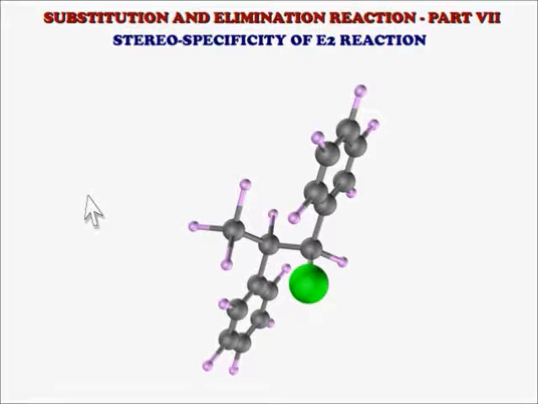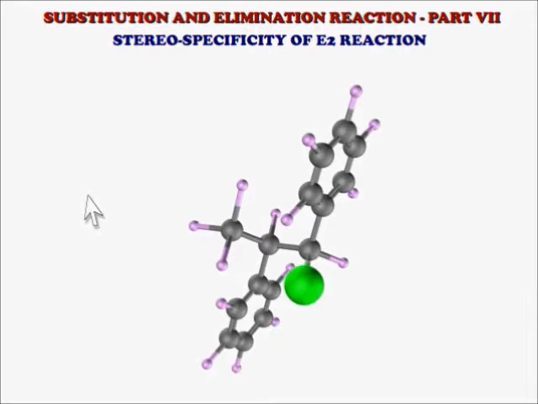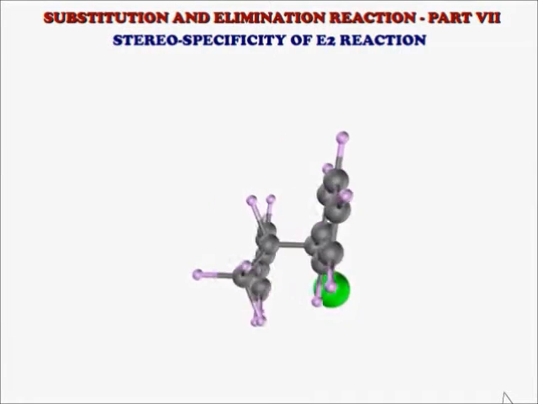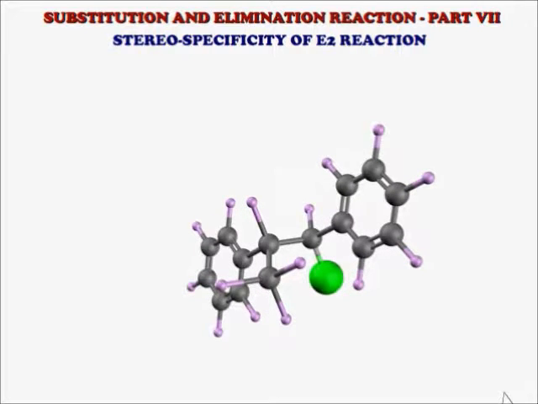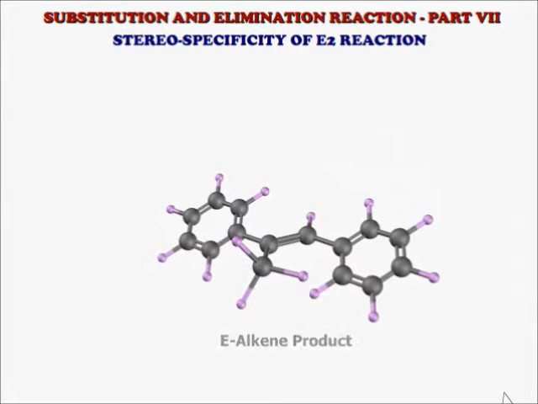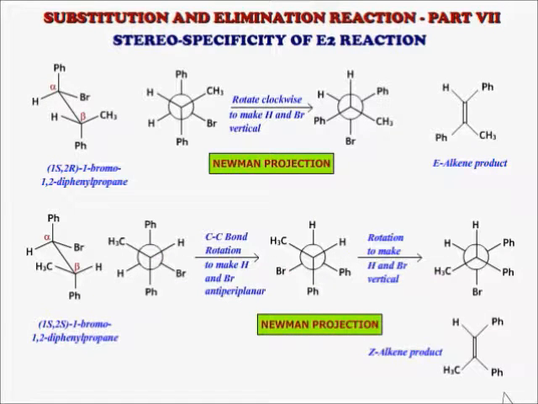Now I bring the 3D model to this position, which is somewhat like a Newman projection. The proton on the beta carbon and the leaving group on the alpha carbon are in anti-periplanar arrangement. Now the E2 reaction happens. The product is an E-alkene.